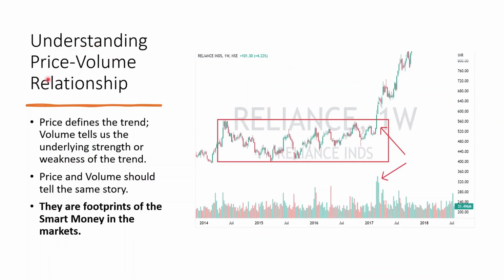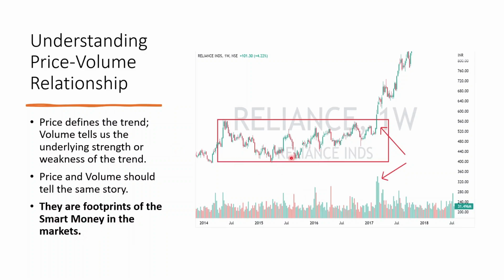So, understanding the price volume relationship. Price basically defines the trend and volume tells us the underlying strength or weakness of the trend. So price and volume should be able to tell us the full story, whether something is in demand, supply or balance. And this movement is what we can say are the footprints of smart money in the market.